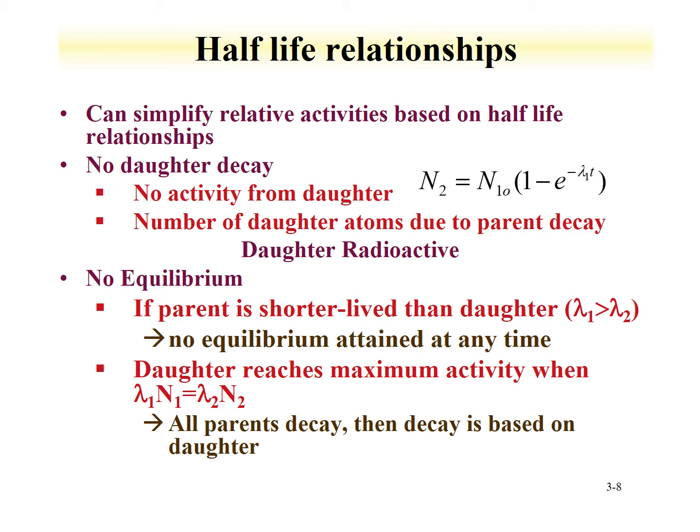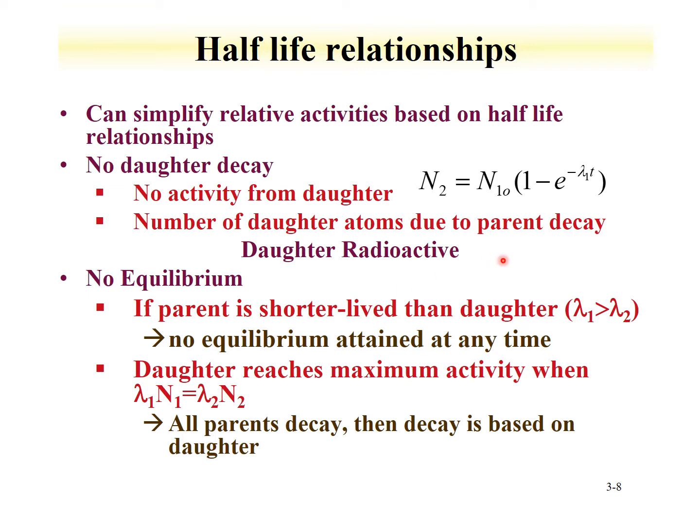So let's take a few conditions. For instance, the simplest one would be that there's no daughter decay. The number of daughter atoms is just due to the decay of the parent. So the daughter atoms keep growing and the parent value keeps decreasing. So this is where I had an isotope that was decaying directly into a stable daughter, that would be the case.